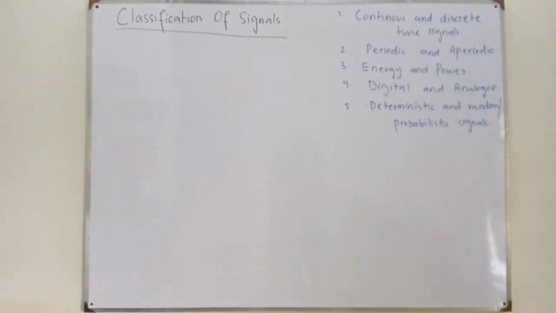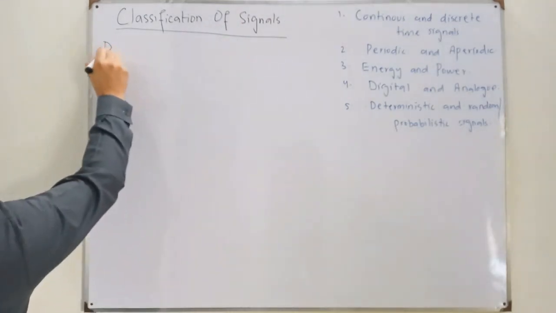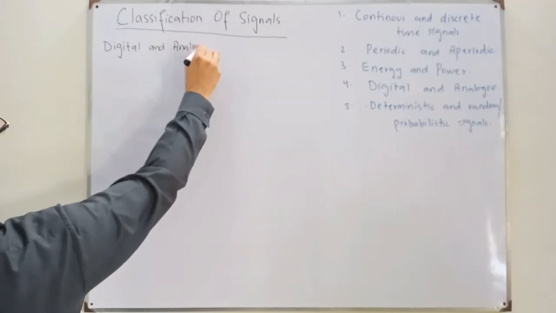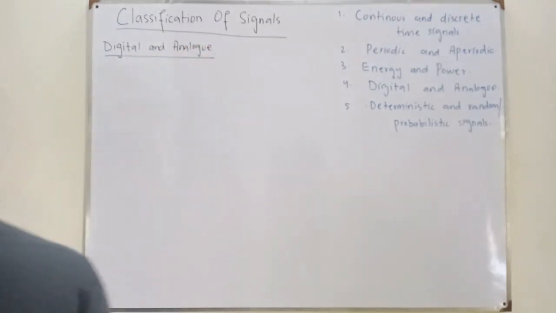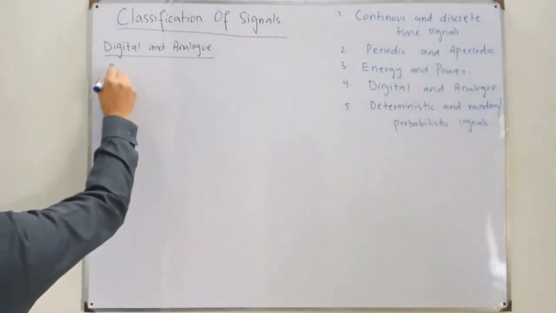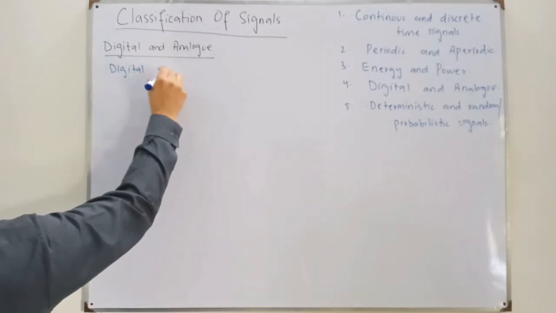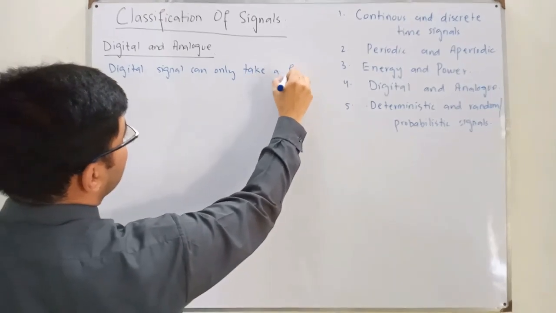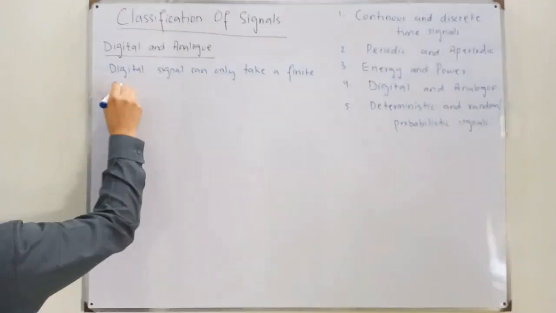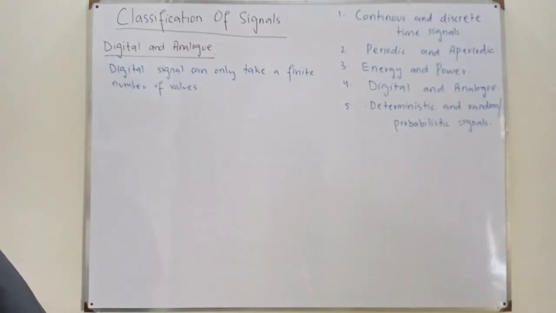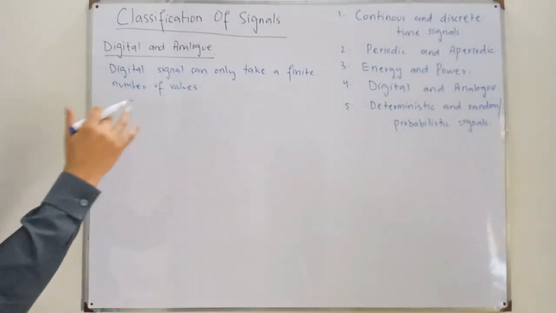Alright, so now let me give the heading of digital and analog signals. This is the classification that we see first. So in a digital signal, we have a signal that can only take a finite number of values. Is that okay? Whereas the analog signal can take an infinite number of values.